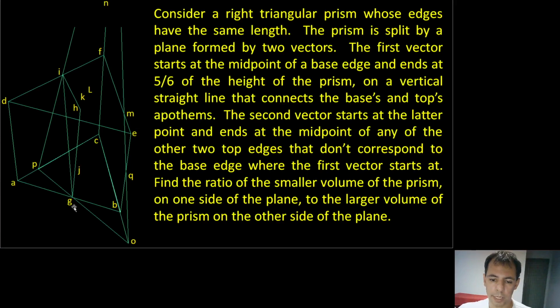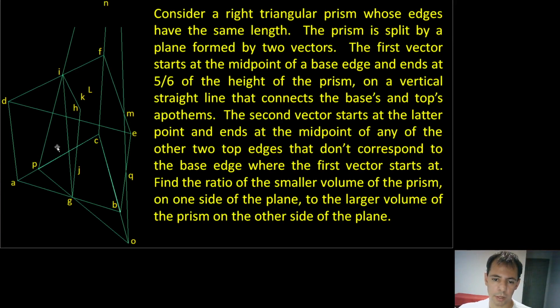So it's kind of complicated. You see, there's going to be a vector from G to H, and then another one from H to I, and these two vectors form a plane in 3D. This is just a small shape in here, but you're going to make it grow, and it's just going to split this prism here, and you have to find the ratio of this side closer to the camera to the other side behind the plane.